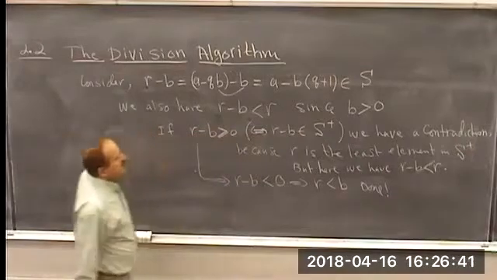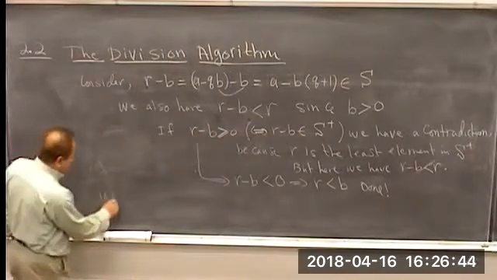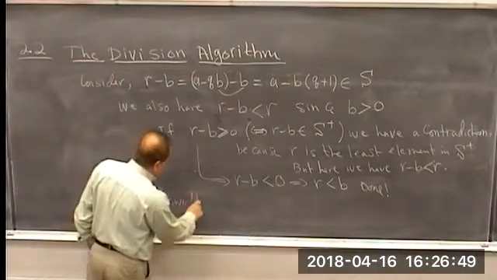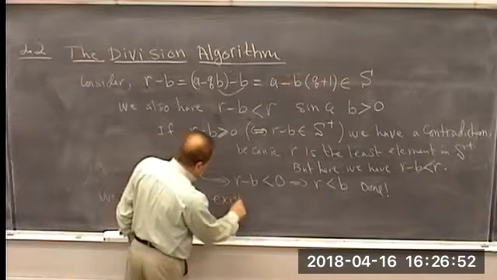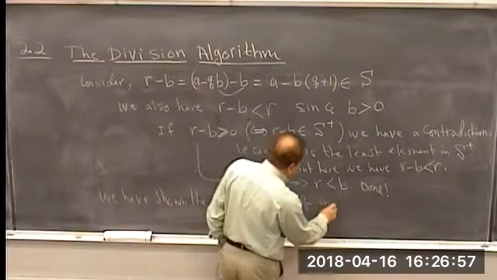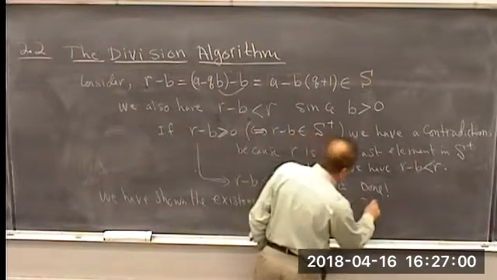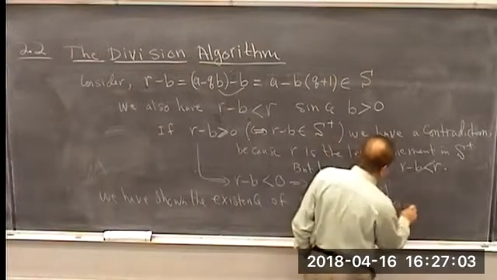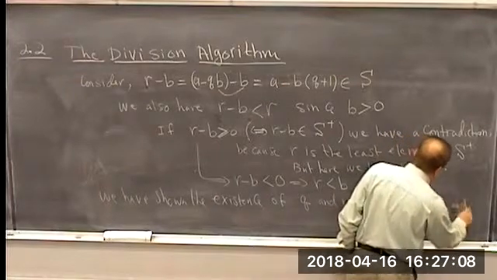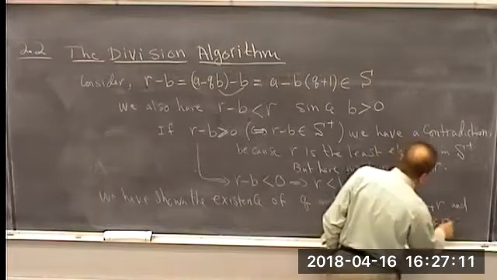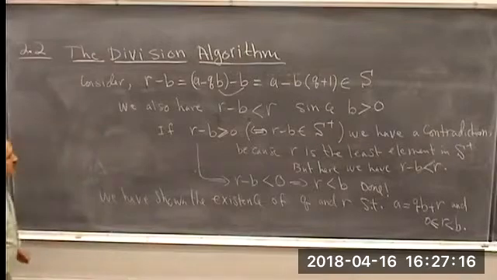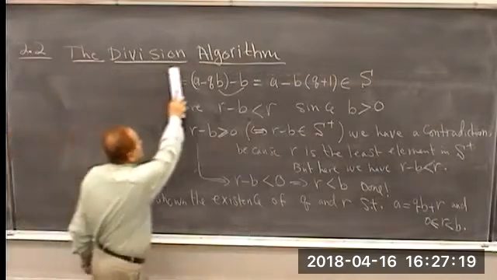As far as the existence, we have shown the existence of Q and R such that A is equal to QB plus R and R is bigger than or equal to 0 and less than B. Now we need to prove uniqueness. All right, let's move on to prove the uniqueness.